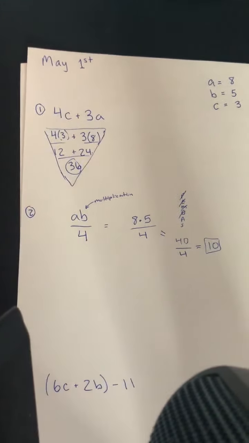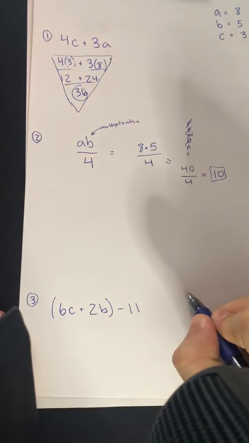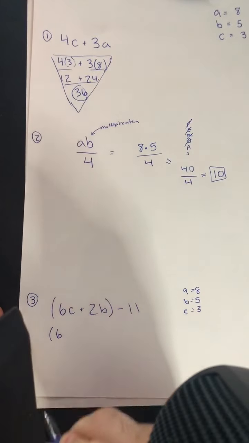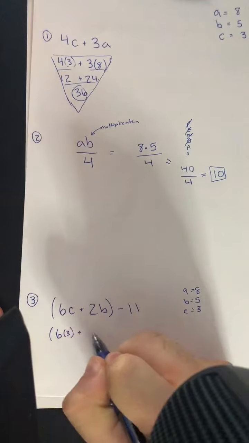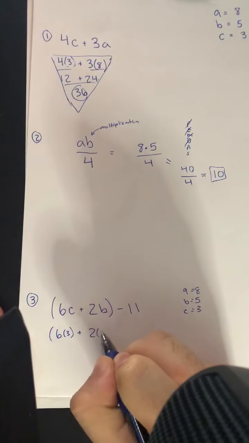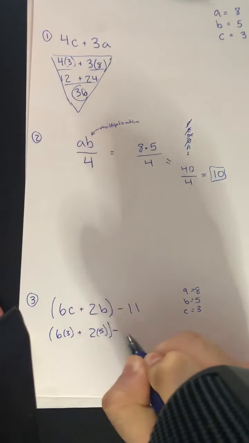And this last one, there's some parentheses involved, some multiplication, addition, subtraction. There's a lot going on here. Let's do it. We have to remember that A was 8, B was 5, C was 3, and we'll start by doing our substitution. So the parentheses and the 6 stay the same, and instead of that C, we're going to replace it with a 3 plus 2 times, instead of B, we have a 5 minus 11. My printer may be now deciding to print.